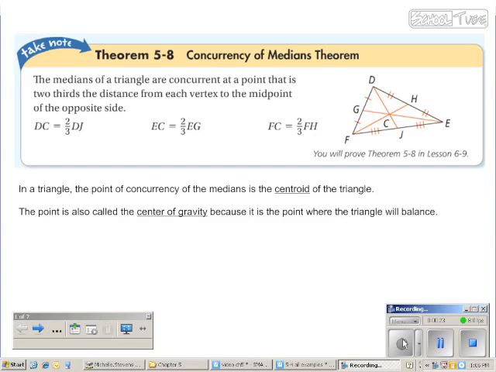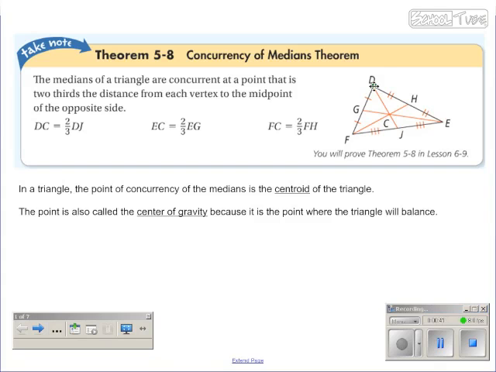First, you should know that the median of a triangle goes from the midpoint of one side of the triangle to the opposite vertex. You can see on the triangle here within this concurrency of medians theorem that DJ is a median because it goes from vertex D to the midpoint of the opposite segment, which is point J. And so the concurrency of medians theorem is right in front of you. You could write it down there.